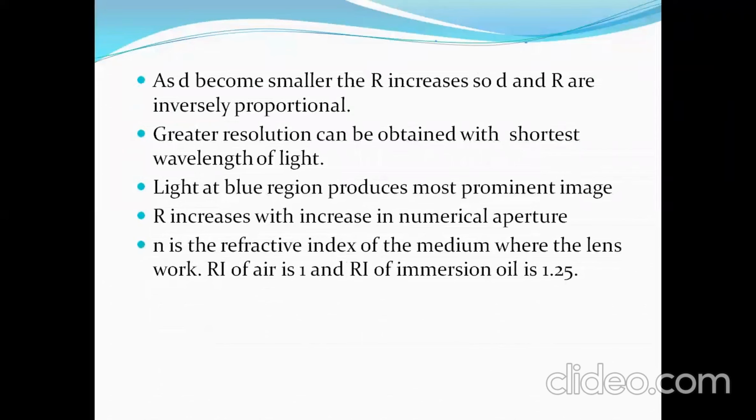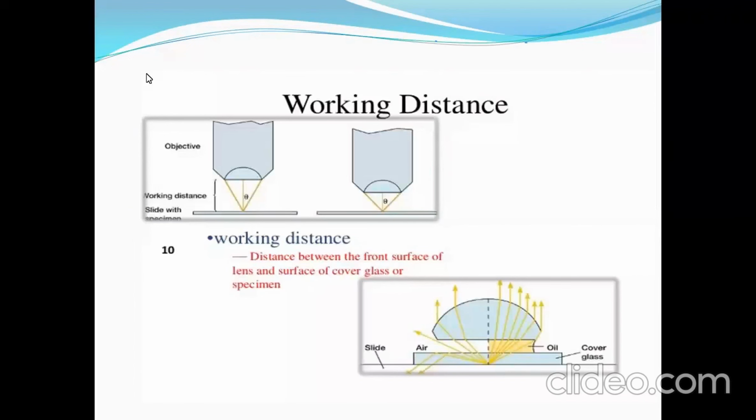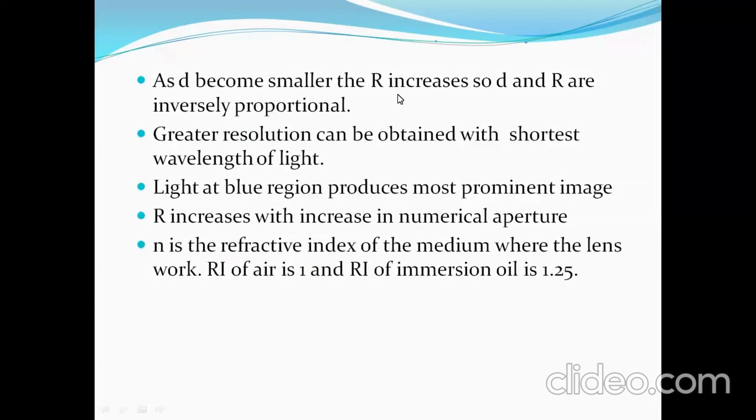Next, what is written? As D becomes smaller, the R increases. So D and R are inversely proportional. Greater resolution can be obtained with the shortest wavelength of light. Oh, this is very important. Light in the blue region produces the most prominent image, and R increases with an increase in numerical aperture. N is the refractive index of the medium where the lens is working. The refractive index of air is 1, whereas the refractive index of immersion oil is 1.25.